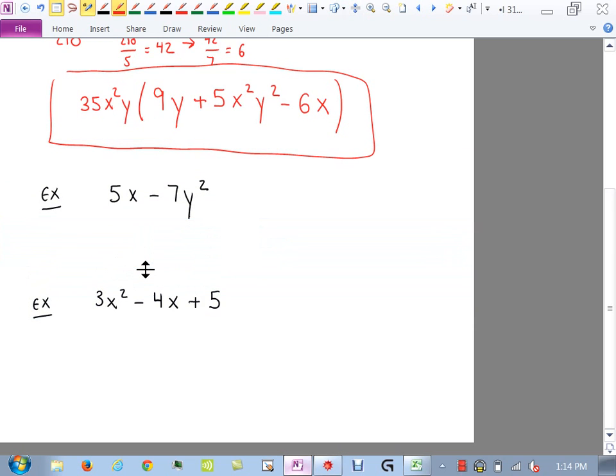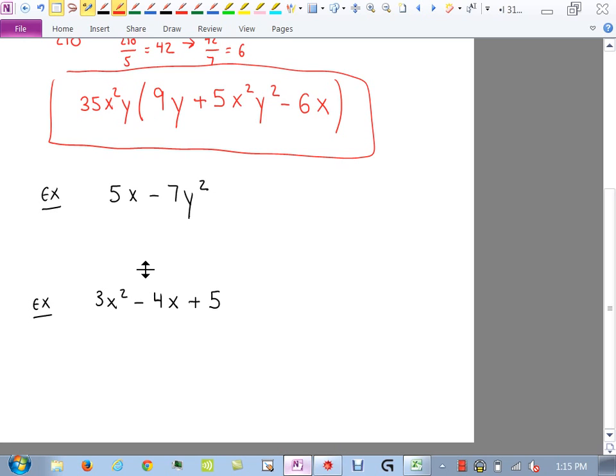Okay, look at this one, 5x minus 7y squared. Look at the numbers first. 5 and 7, do they have a common divisor? No? Right? Other than 1. 1 goes into anything, though, so we don't care about that. So I don't have a number for my GCF.